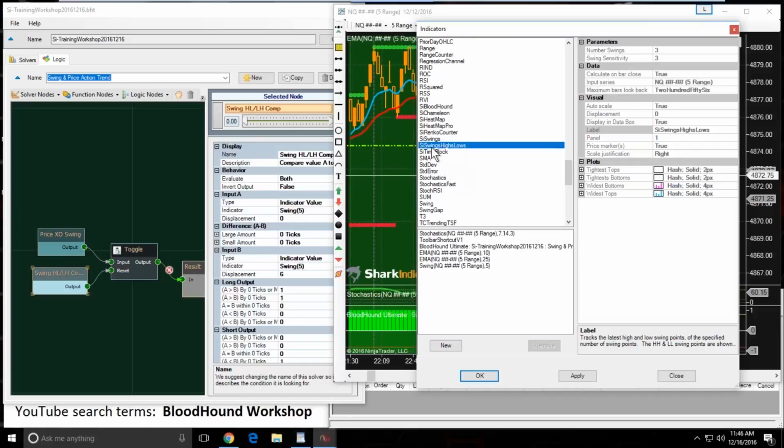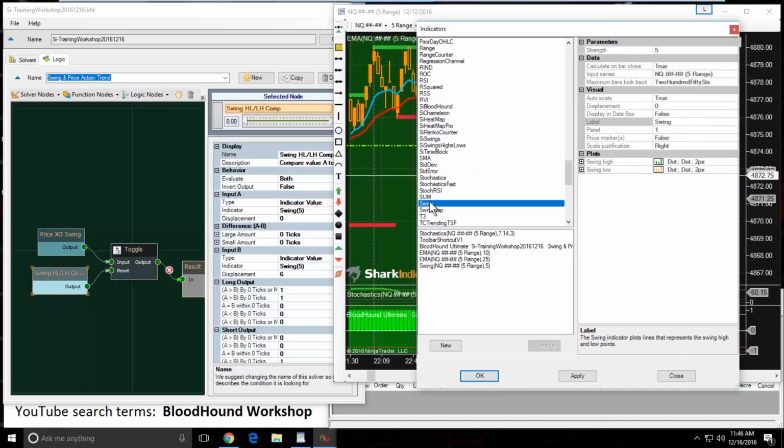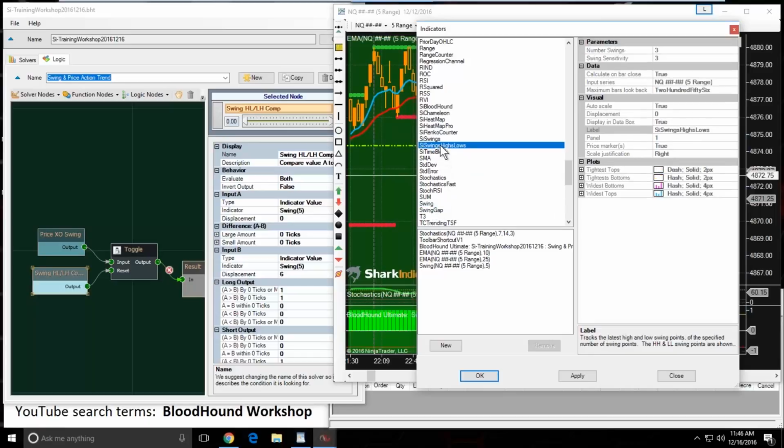So the swings highs lows will identify swing lows and swing highs a little faster than the swing indicator does. So we've also built basically the same kind of functionality, the same kind of price action movement, but just using the swings highs lows indicator. So you might want to take a look at that as well, Charles.